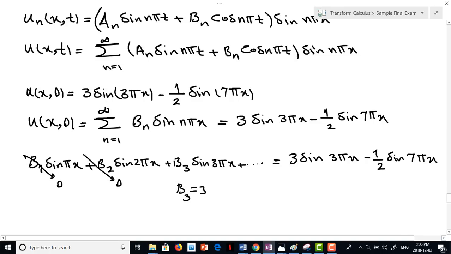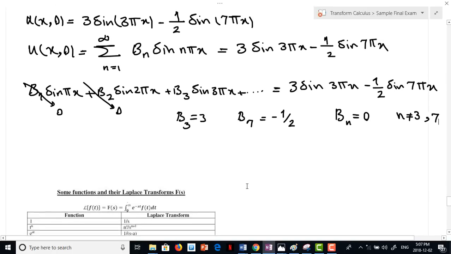So here we have minus half sine 7 pi x. So b4 is equal to 0, b5 equal to 0, b6 equal to 0, and b7 is equal to minus half. And the other bn values are all equal to 0 as well. So as a result, I can say that bn is equal to 0 when n is not equal to 3 and 7. In fact, when n is equal to 3, b3 is equal to 3. When n is equal to 7, b7 is equal to minus half. So we could find bn.